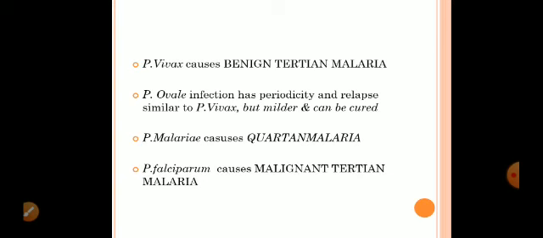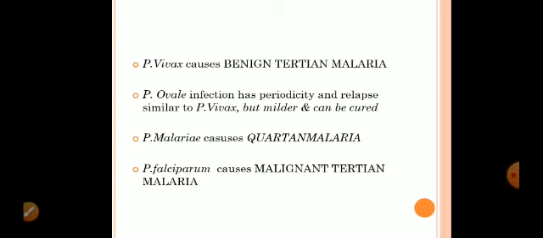P. vivax causes benign tertian malaria. It is benign as it is rarely fatal. Tertian as the fever is on every third day, that is after 48 hours. Relapse may occur because of dormant hypnozoites which reside inside the liver. P. ovale infection has periodicity and relapse similar to P. vivax, but it is milder and can be cured.